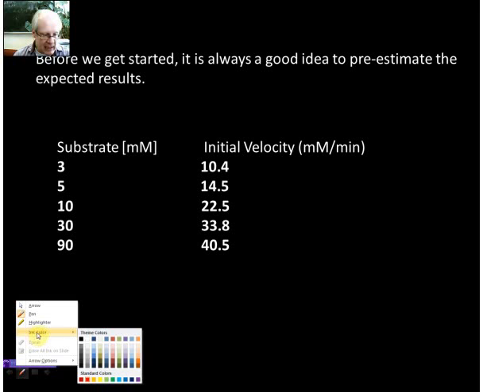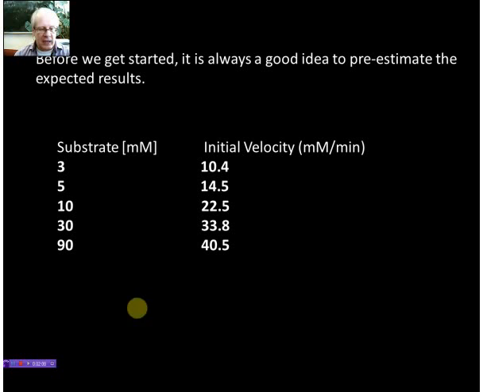Well, the easiest way is to say, right, let's look at our velocity, and we are looking for Vmax. We know Vmax is the maximum speed at which this enzyme reaction can happen. So Vmax certainly must be larger than this value here, than this 40.5. So perhaps Vmax might be around, say, 45. So let's assume that this could be a valid guesstimate for our Vmax.